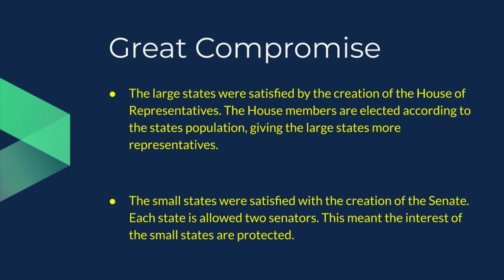Great Compromise. The large states were satisfied by the creation of the House of Representatives. The House members are elected according to the state population, giving the large state more representatives. The small states were satisfied with the creation of the Senate. Each state is allowed two senators. This means the interests of the small states were protected.